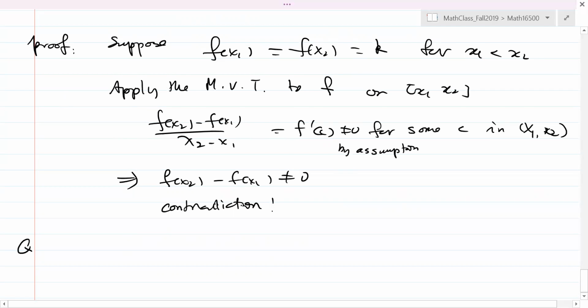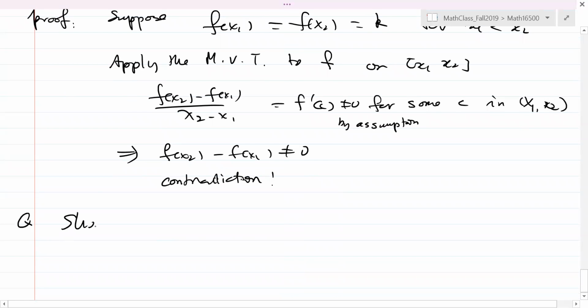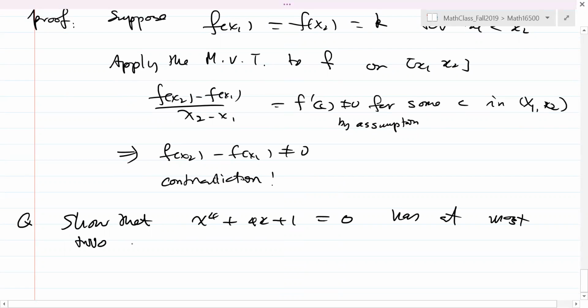Okay, let's do the next problem. Show that x to the fourth plus 4x plus 1 equals 0 has at most two real roots. That is a good question. Okay, so it's a polynomial of degree four.